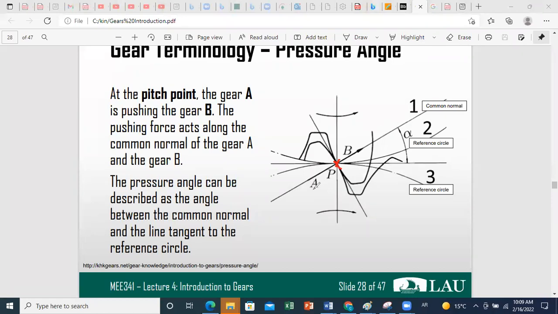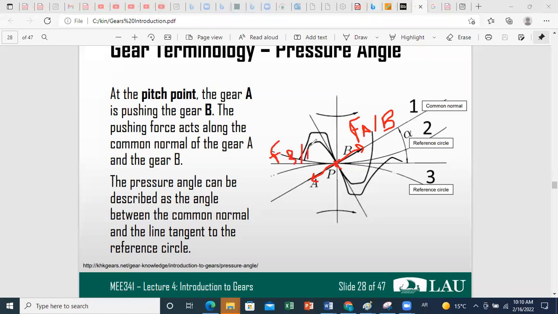Your transmitted force, so the force here from A on B, will be up, okay? So this is F of A on B. And by action reaction, you have the force of B on A, which is downward. So this is F of B on A.